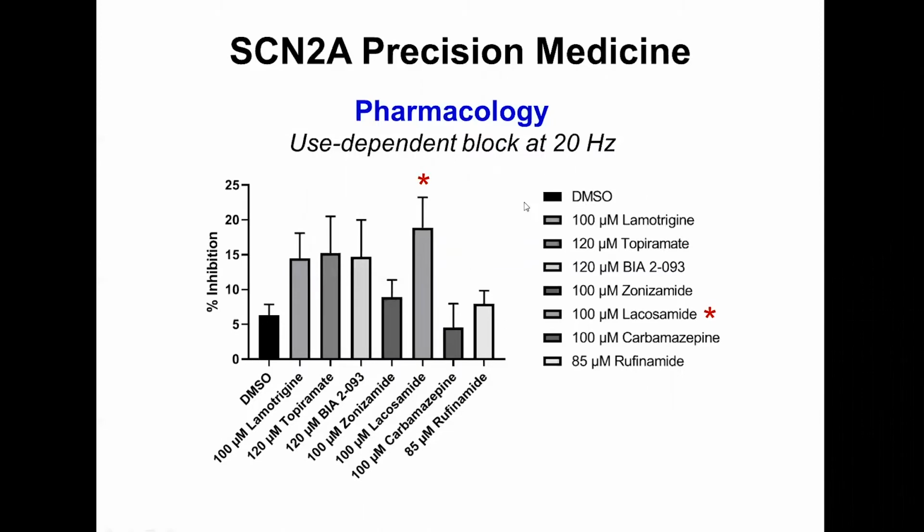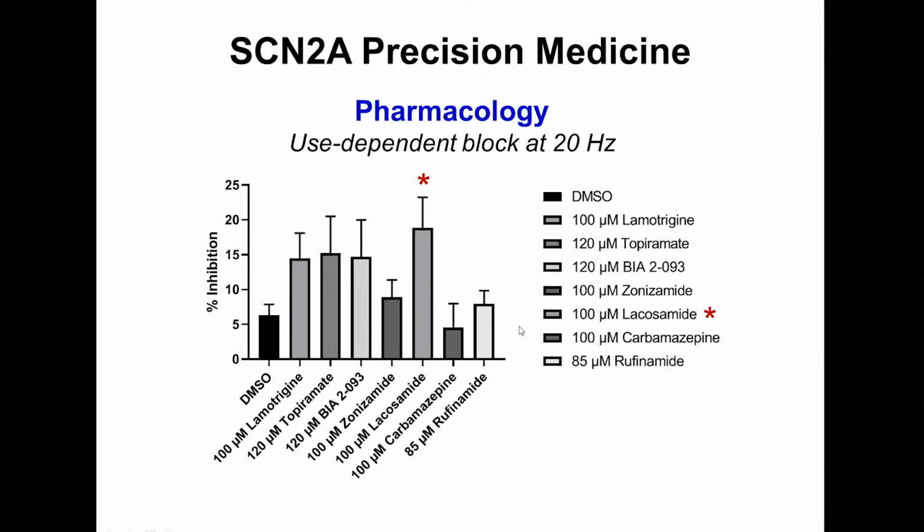DMSO is not a drug. This is a chemical that we use to dissolve the drugs, and therefore we need to check to make sure that itself isn't affecting the channel. And then this list of 8 or so drugs, including lamotrigine, topiramate, BIA 2093, which is the active form of the drug oxcarbazepine, carbamazepine, lacosamide, and some other blockers, drugs that can also block sodium channels are included. And each of these bars represent the degree of inhibition of this gain-of-function mutation by each drug with the listed concentration. And in this particular experiment, lacosamide, to our surprise, showed the greatest degree of inhibition.